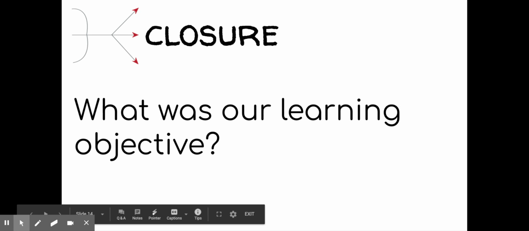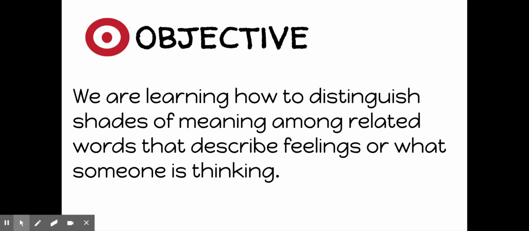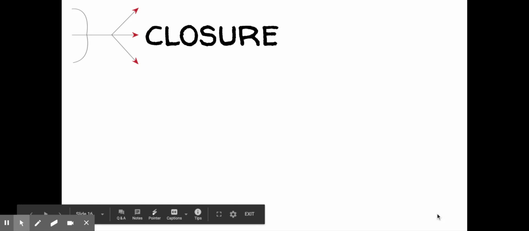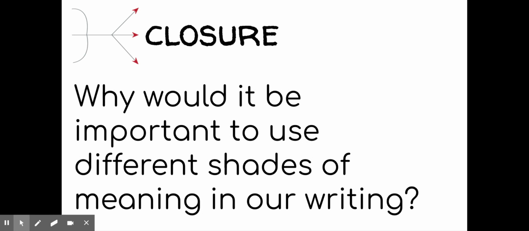So as closure, what was our learning objective today? What were we able to do? Our learning objective was we're learning how to distinguish shades of meaning among related words that describe feelings or what someone is thinking. Why would it be important to use different shades of meaning in our writing? If you want to pause and talk for a minute or think about it, you can.